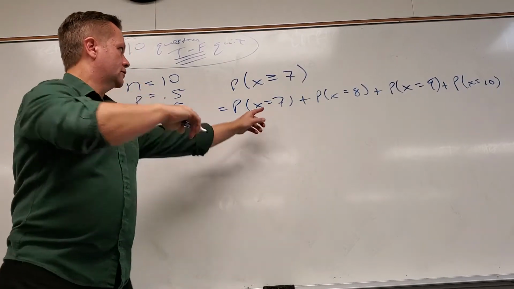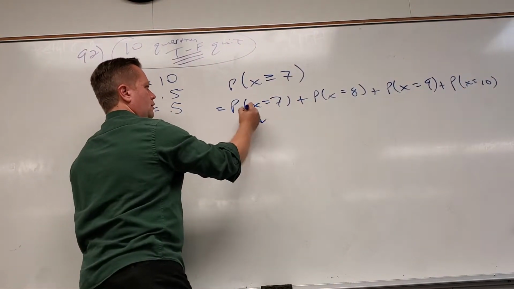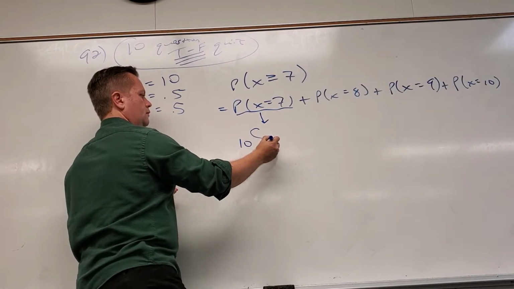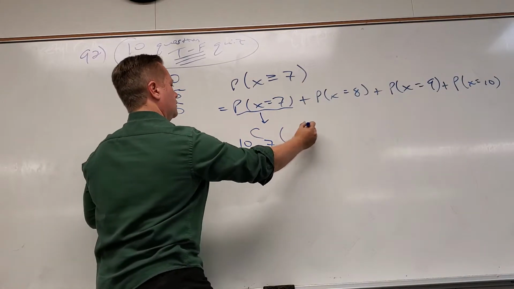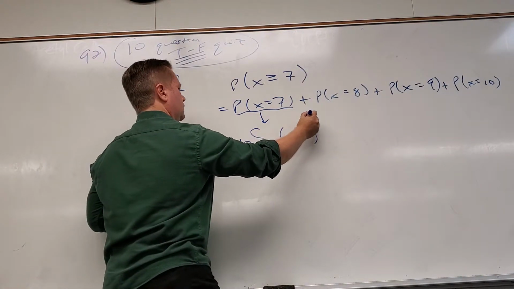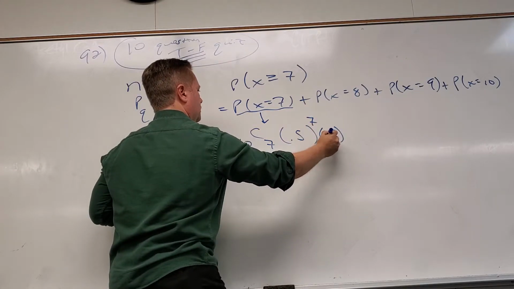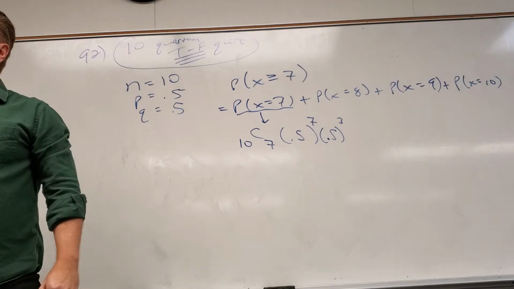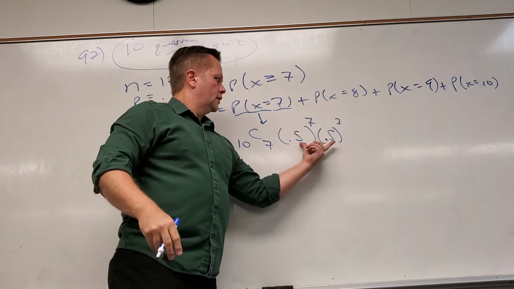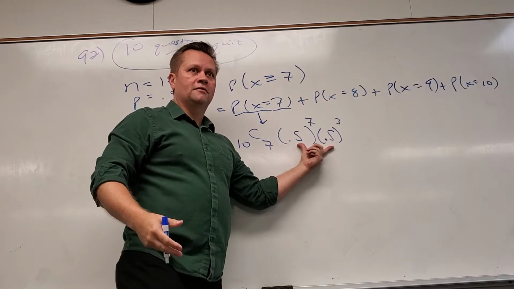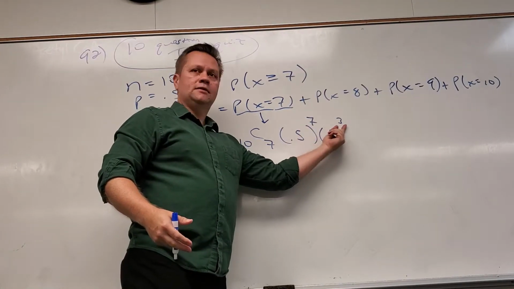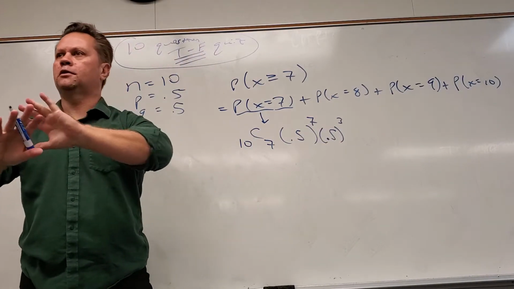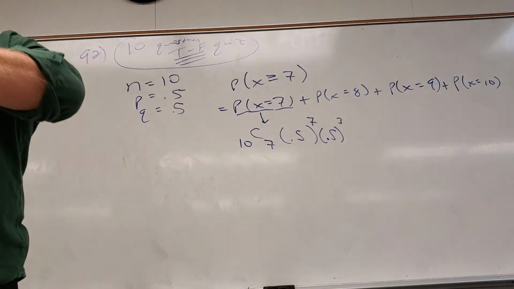All right. So what's it look like, this guy? 10 choose 7. 0.5 to the 7. 0.5 to the 3. Some of you might realize that every single one of these is going to just have 0.5 to the 10th, isn't it? The one time you can, but I'm not even going to say any more about that because I don't want to freak you out. That is not necessary at all.